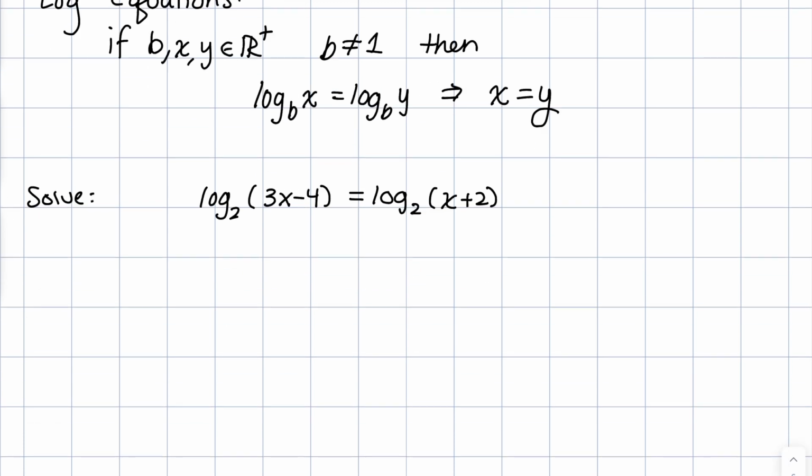We have log base 2 of 3x minus 4 equals log base 2 of x plus 2. They're the same bases, so we can set those arguments equal to each other. 3x minus 4 equals x plus 2. And solve. Minus x, I get 2x equals, add 4, 6. So x equals 3.